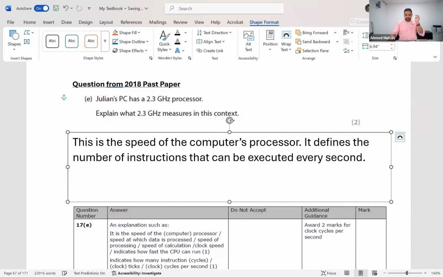Those who are done also read the marking scheme. There are some new words there. Clock cycles per second. I would recommend you all stick to the word instructions.